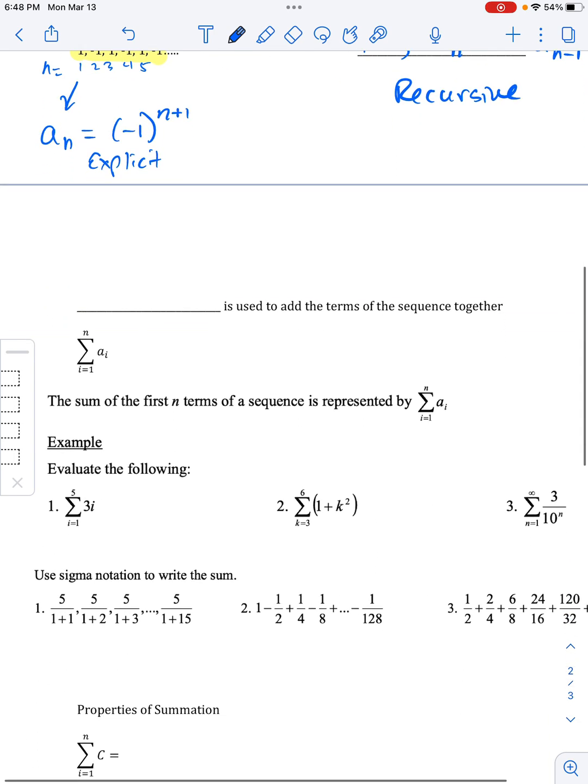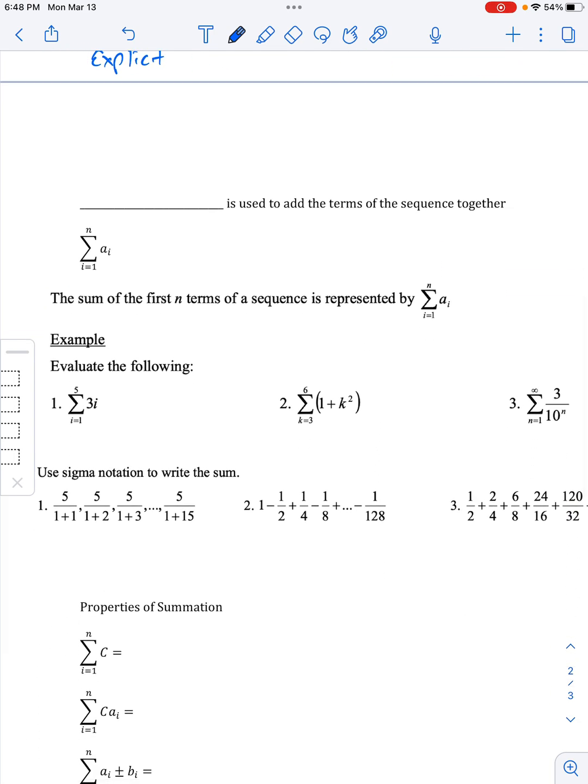Okay, so here, this is going to be where a series, oh, I lied. I don't want to have that yet. Sorry. A summation is used to add the terms because we have not really done that, but now we're going to start to add the terms together. And so you're going to use this, which is a sigma. And we sometimes call that sum or summation notation.